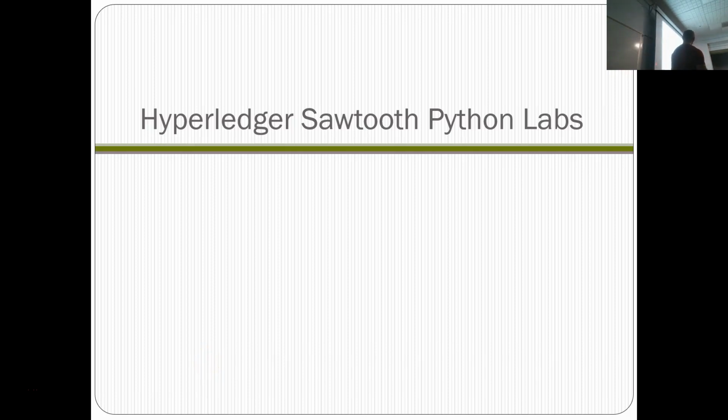So Hyperledger Sawtooth is a project that Intel started and then spun out as a Hyperledger project. It's a way of building a permissioned blockchain using their SGX technology. SGX is sort of like the secure enclave. It's a trusted processor inside of most Intel CPUs.